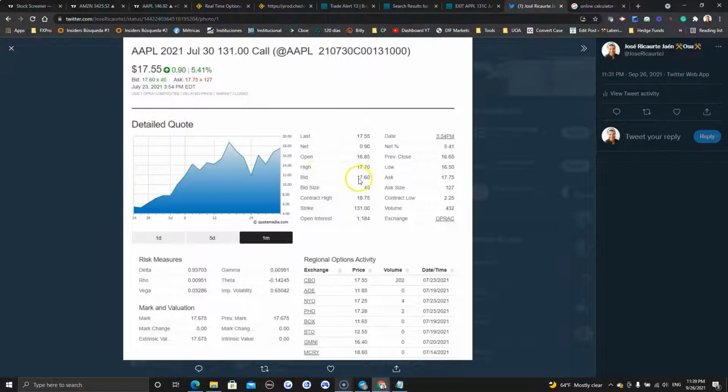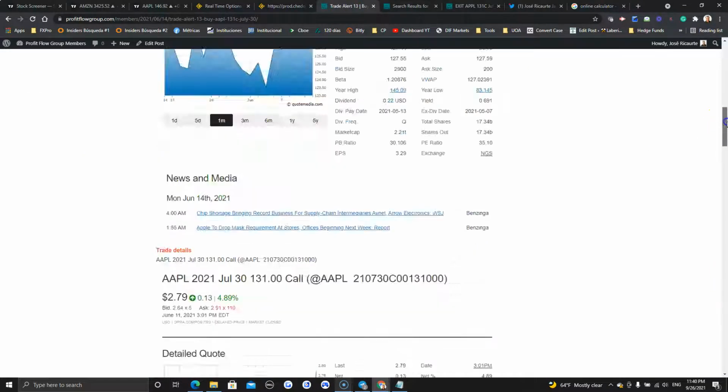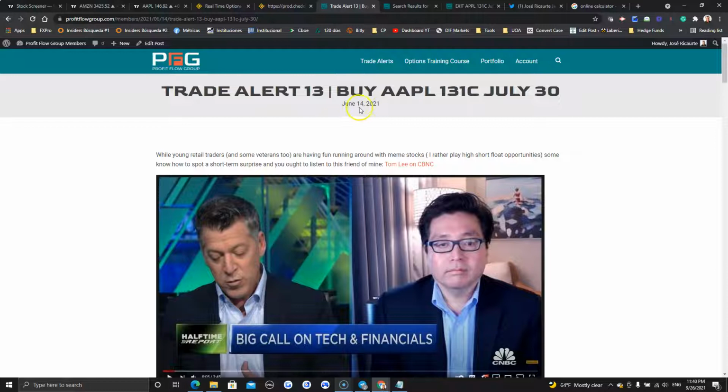$17.55, he was selling for $17.60. That was the bid, $17.60 on July 23rd. Divide that, let's say you get filled, and worst case, you pay $3 per contract. That gives you a 586% return. Again, it was issued on June 14.